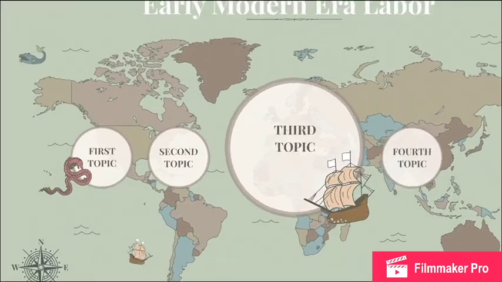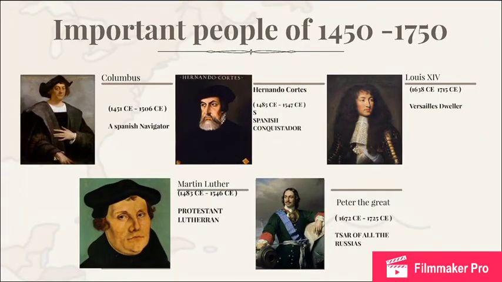For our second topic, we will be talking about the important people of 1450 to 1750. First off, Christopher Columbus, Hernando Cortez, Louis XIV, Martin Luther, and Peter the Great.